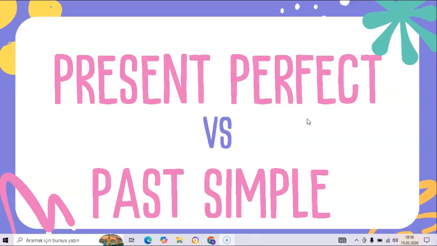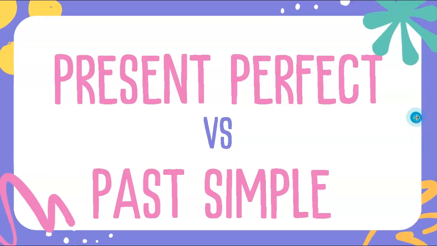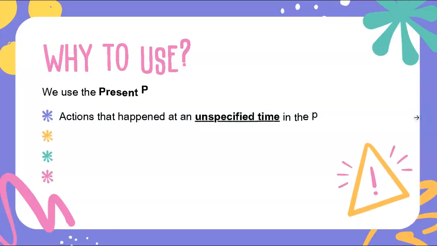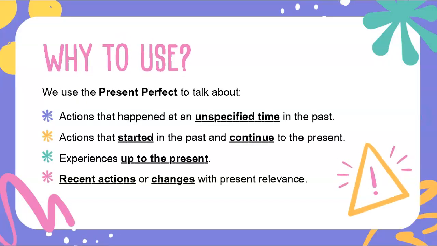And while we're studying the tenses, we always have some questions in mind. The first one is why we have to differentiate between the two tenses. For example, why do I have to use the present perfect tense and why do I have to use the simple past tense? What are the main differences between the two? So let's start. Why do we use the present perfect tense?